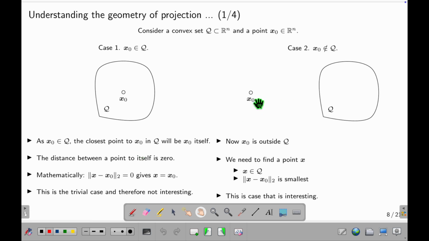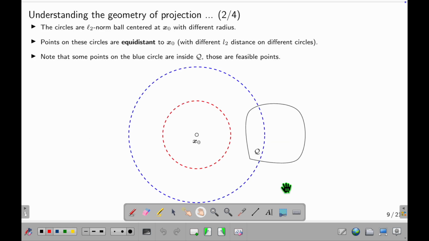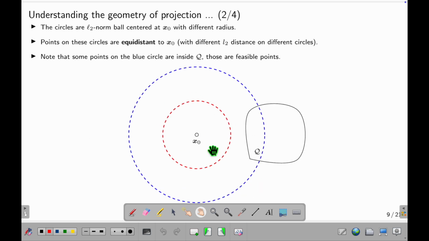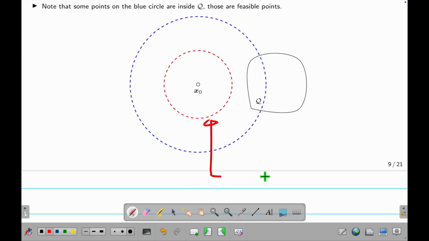More interesting is this case: x0 is not in Q. If x0 is not in Q, you want to find the x in Q that makes this the smallest. This is now the geometry. What is this? Equation of a circle. So you draw a circle. This red circle, I call it B red, is the set of all x such that this is 5.